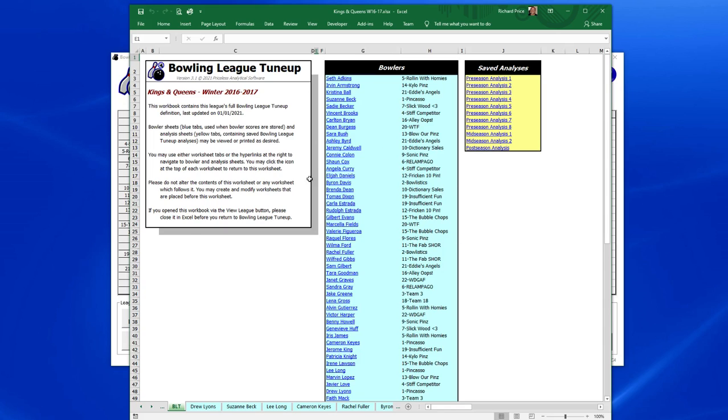Here's the league cover sheet. We can see information about the league, including its name. We can see an alphabetized list of all the bowlers in the league because we typed in last name, comma, first name.